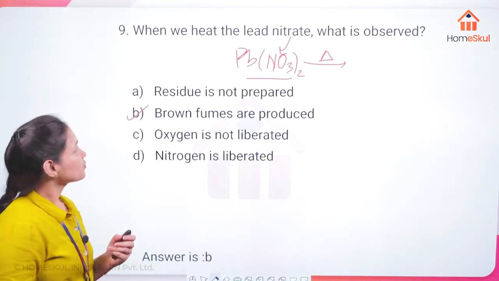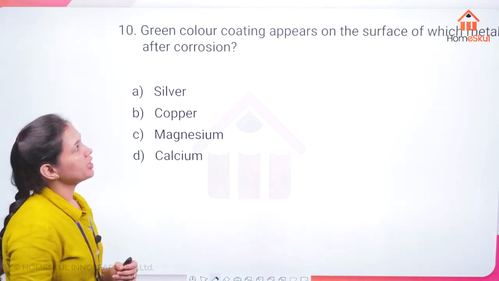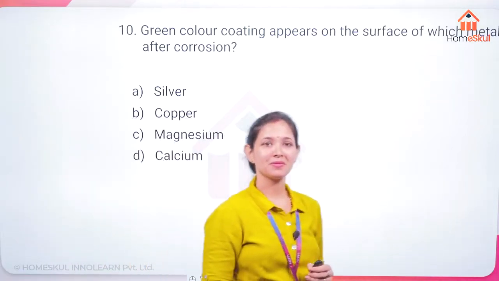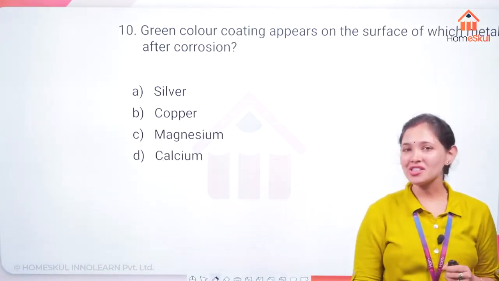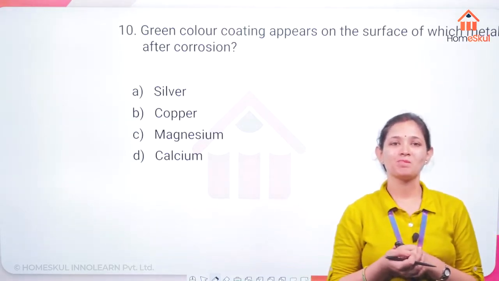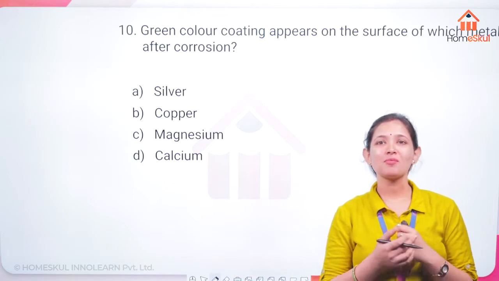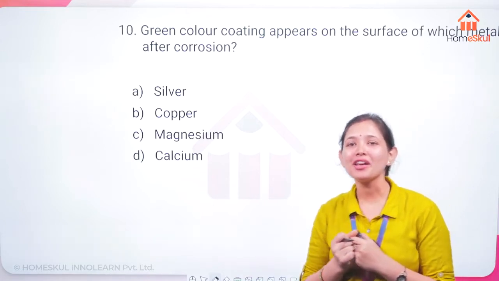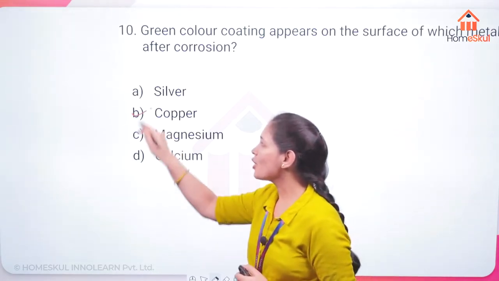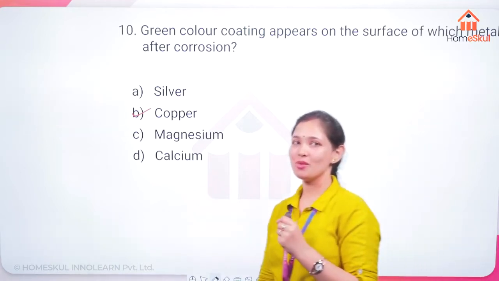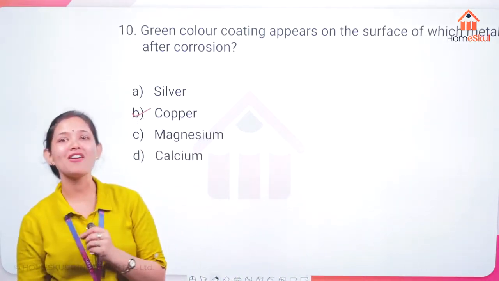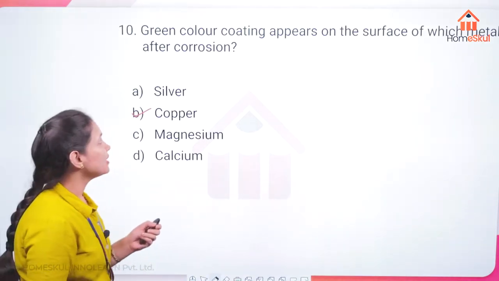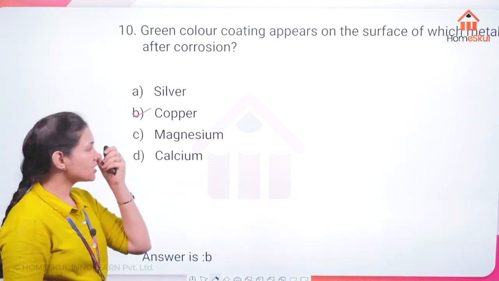Now, a green color coating appears on the surface of which metal after corrosion? Just tell me, which is the correct answer? Type it fast. Yes, very good, I'm impressed. That is copper. Copper is the element that, after corrosion, is going to have a green coating. Very good, Fabian. So the correct option here is copper.